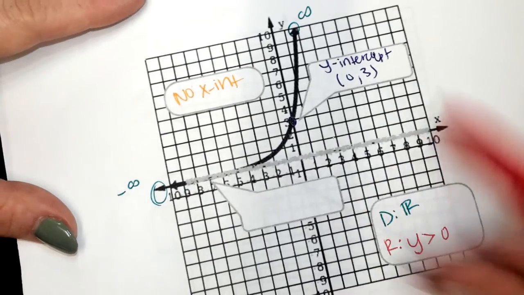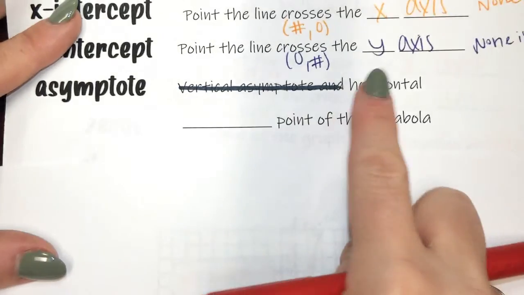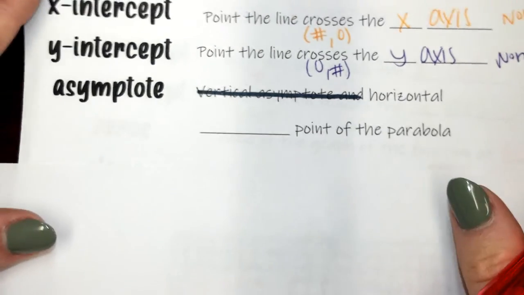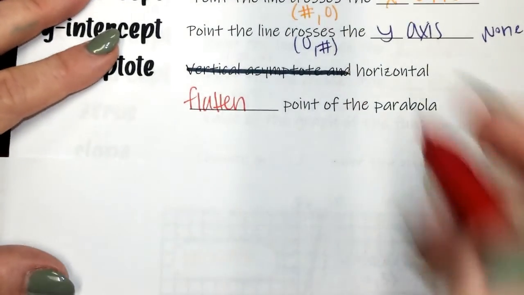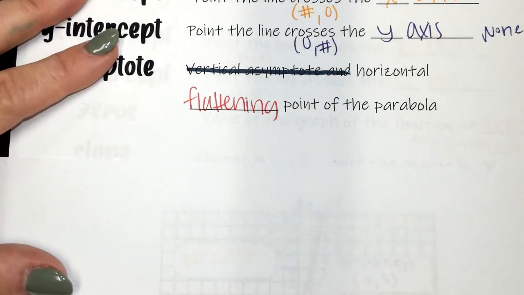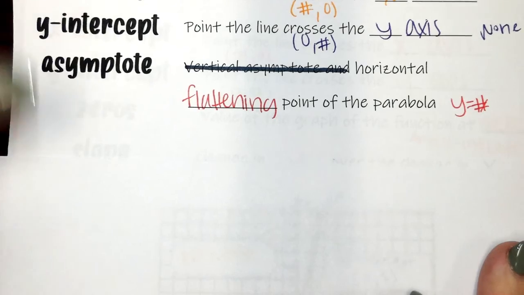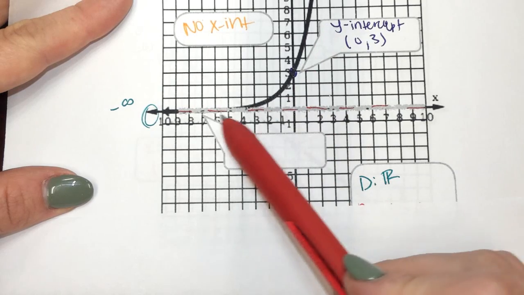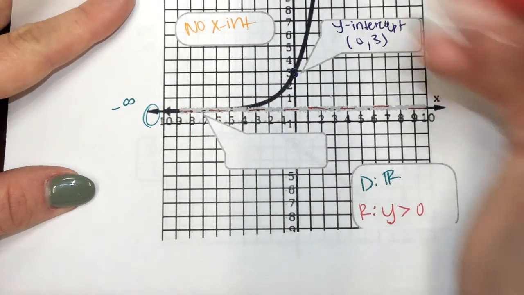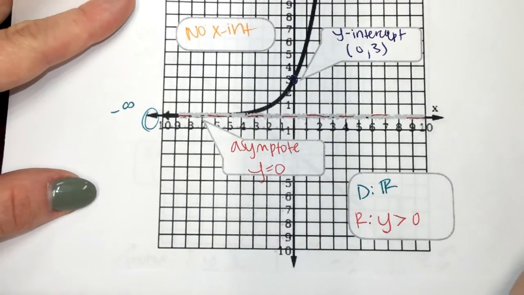Alright, this line right here, this grayed out line right here, is very important. It's called an asymptote. It's a horizontal asymptote because it's a horizontal line. And this is the flattening point of the exponential. So this one we're going to write as y equals a number. You can see how my exponential is flattening out right there. That's why it's our asymptote, and that's at y equals 0.